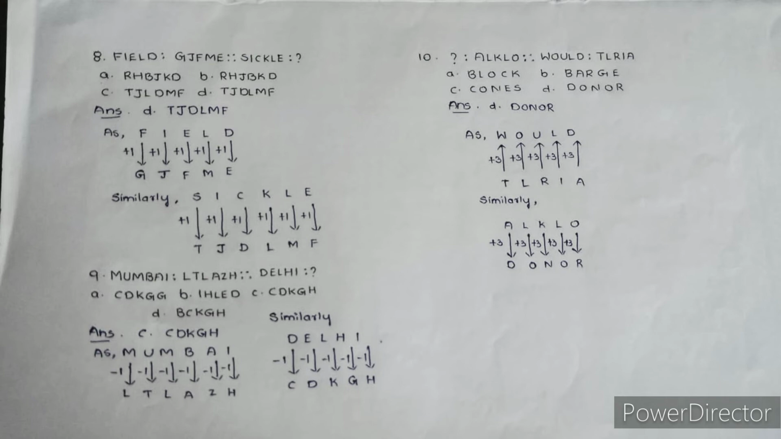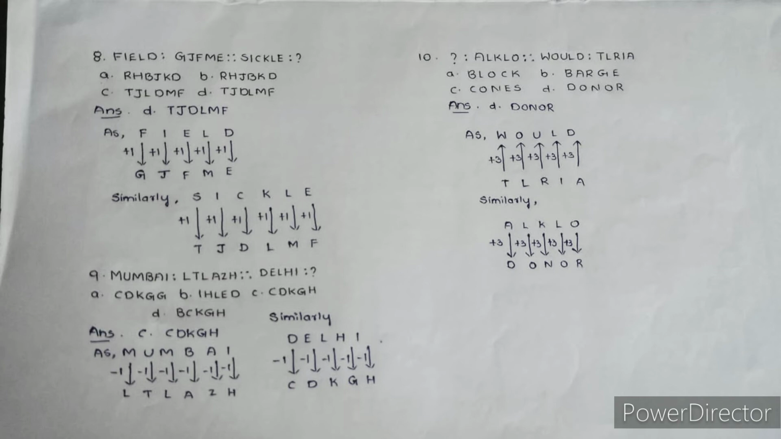second pattern. So here similarly for S, if you add 1, you get T, and for I, if you add 1, it is J, and for C, if you add 1, it is D, and for K, if you add 1, it is L, and for L, if you add 1, it is M, and for E, if you add 1, it is F. So the answer is TJDLMF, which is option number D.